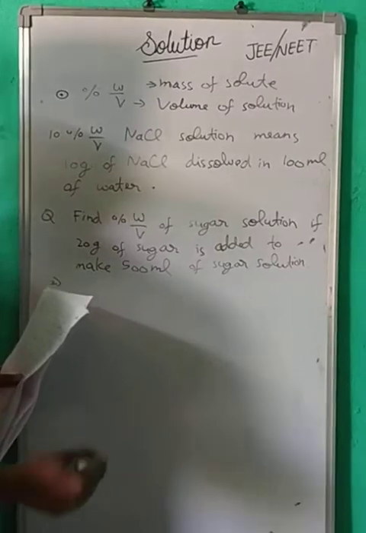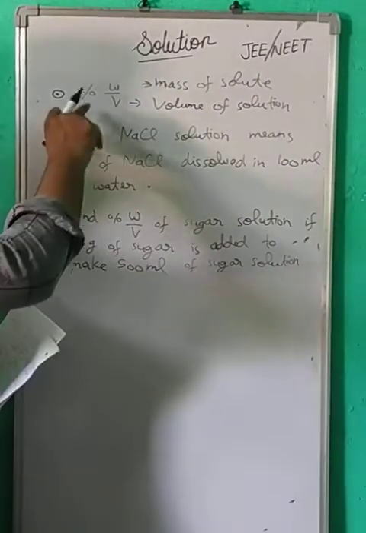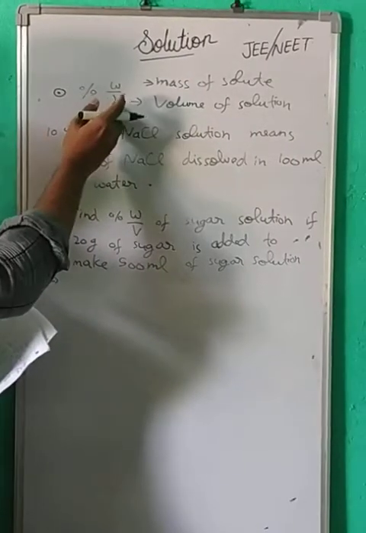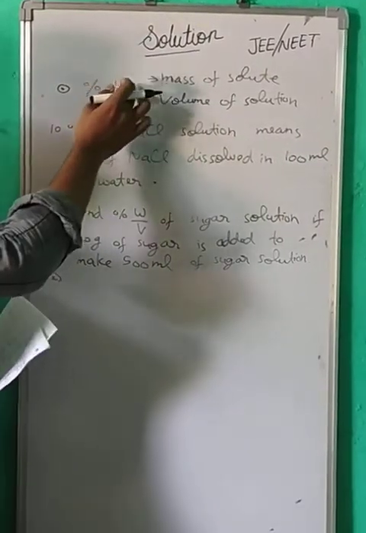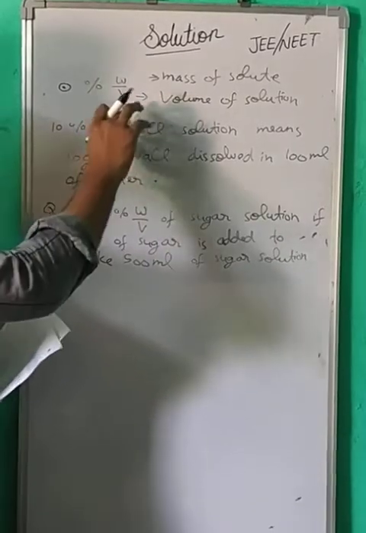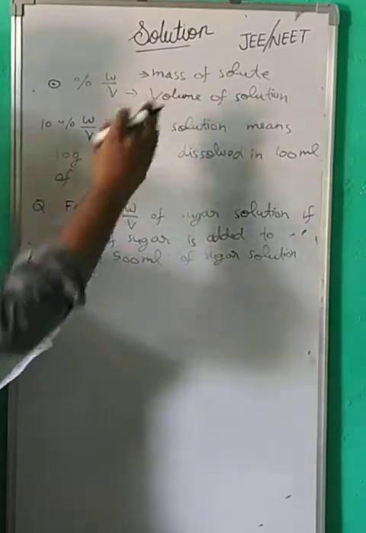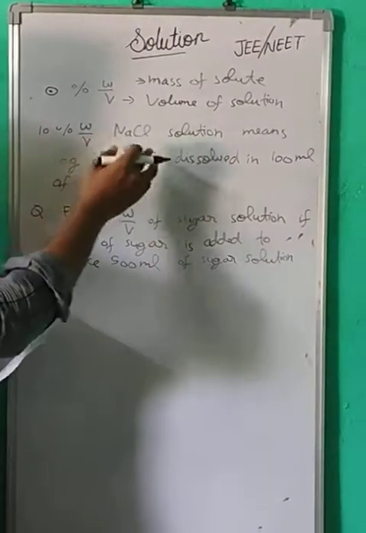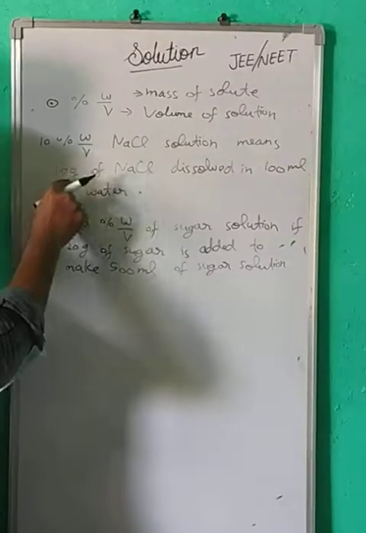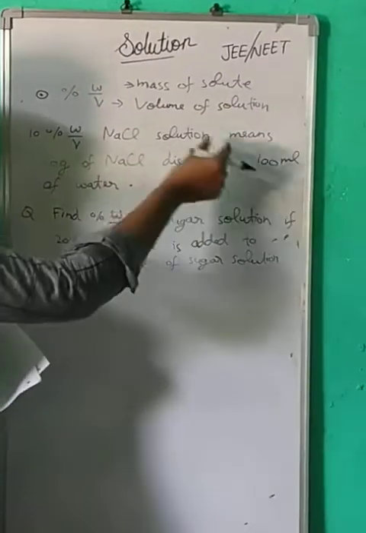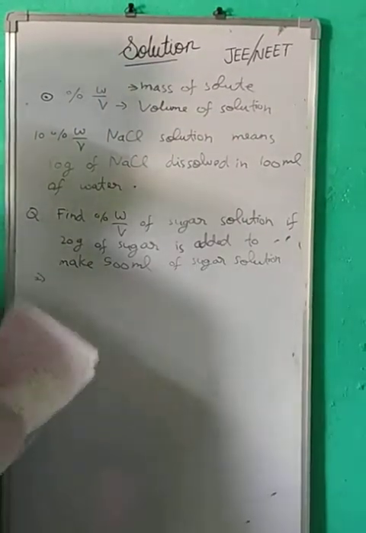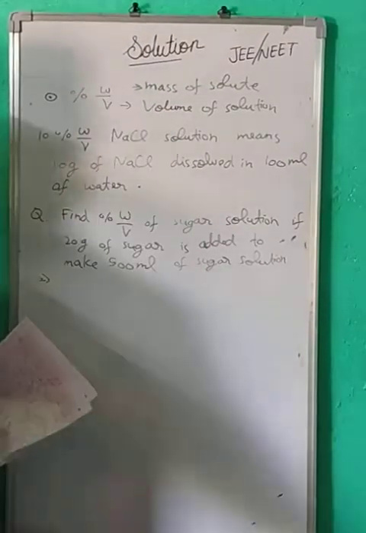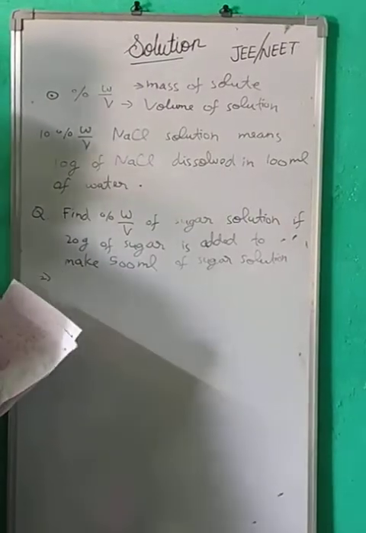Okay, a similar concentration term we have now, percentage weight by volume. Last time you were having percentage weight by weight. Here you have just percentage weight by volume. So instead of weight of solution, now you will write volume of solution. That means 10% weight by volume of NaCl solution means 10 gram of NaCl dissolved in 100 ml of water.